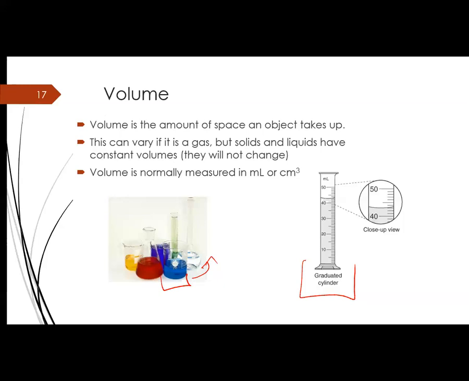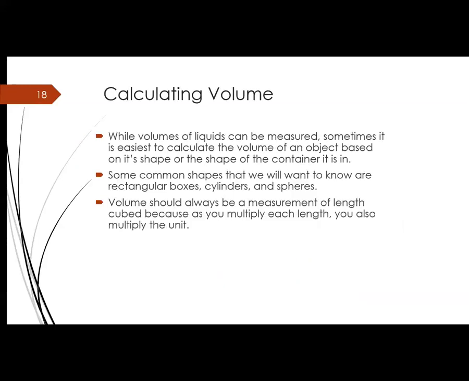Solids can be a little bit trickier because they won't take on the shape of the graduated cylinder. So for solids, sometimes we find it easier to find the volume by calculating it. We can say it looks very similar to something like a rectangular box, a cylinder, or a sphere, and we find its volume that way.